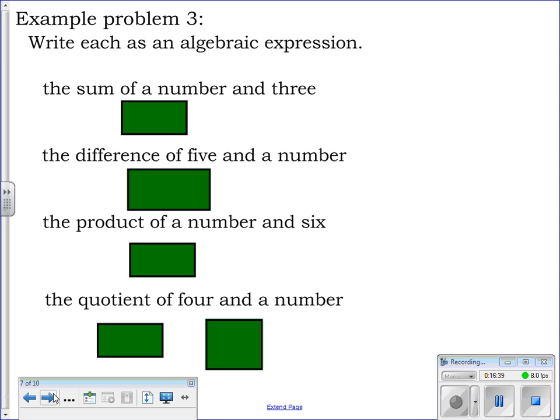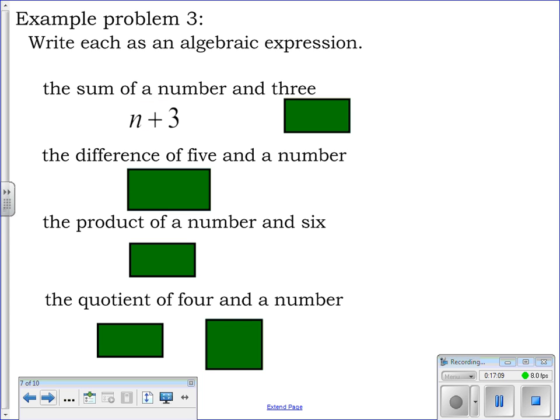So these ones here, you're writing each phrase as an algebraic expression. These are not sentences. They're phrases, right? Because they don't have verbs and stuff like that. They're just phrases. The sum of a number and 3. Now, you can use any variable you want. I use the same variable for all of these. Sum means what? Addition. So this is n plus 3.